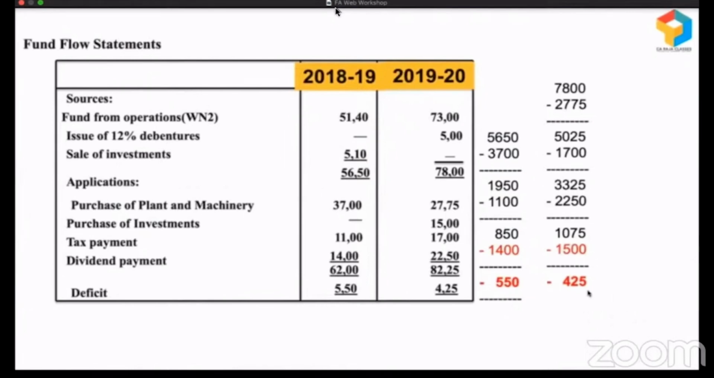It also goes deeper into qualitative aspects. So that's the power of fund flow statement. So develop your skill in reading fund flow statement. Such a powerful statement.